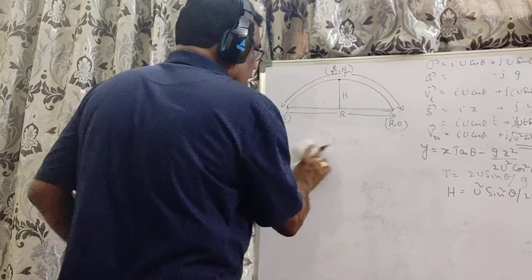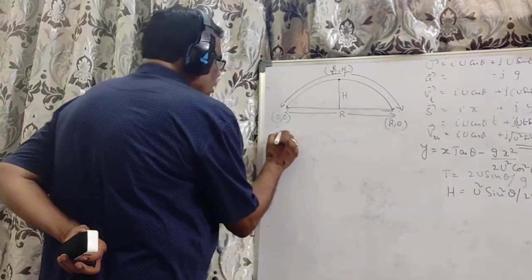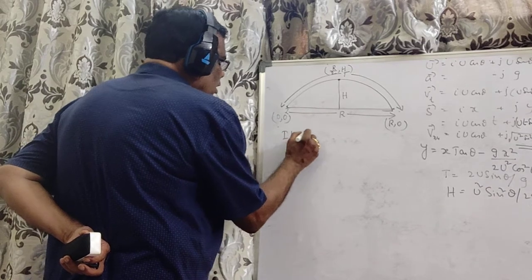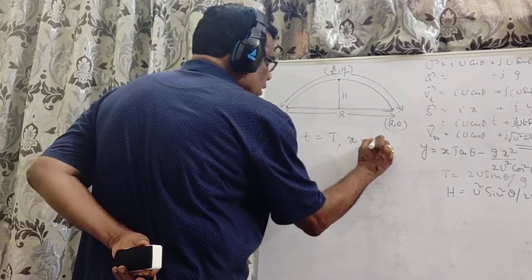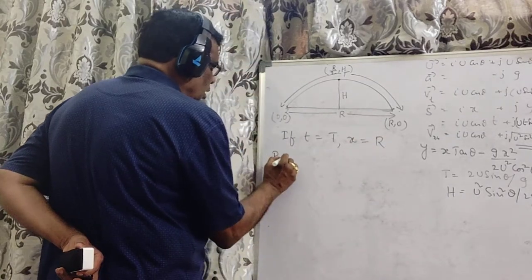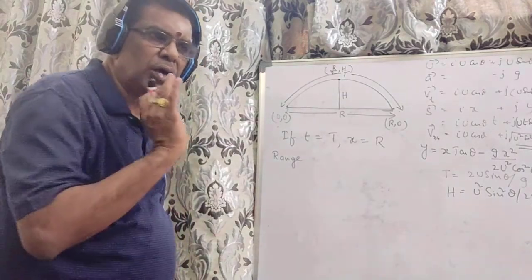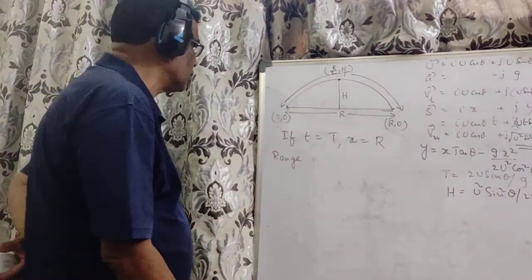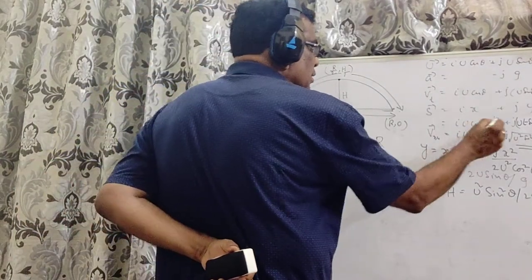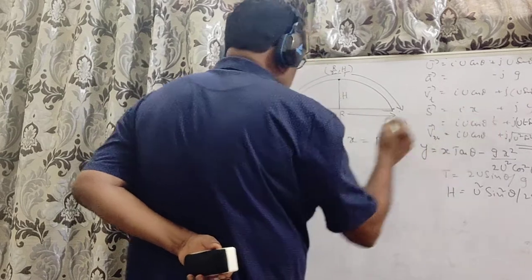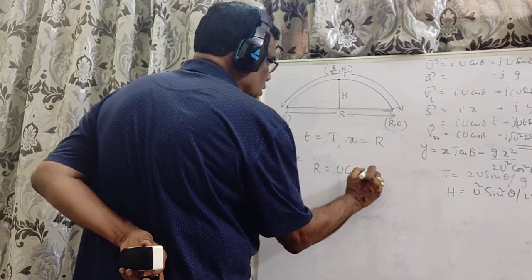Alright. Then the most important thing. What about this? If t is equal to the time of flight, then your x is nothing but what? R, the range of the projectile, the horizontal range of the projectile. So at t equal to time of flight, x is equal to R. Where is the x? This one. This is your x. So R is equal to u cos theta t.